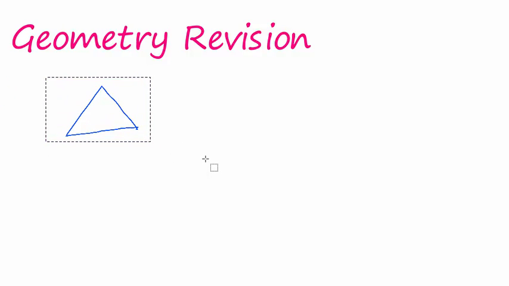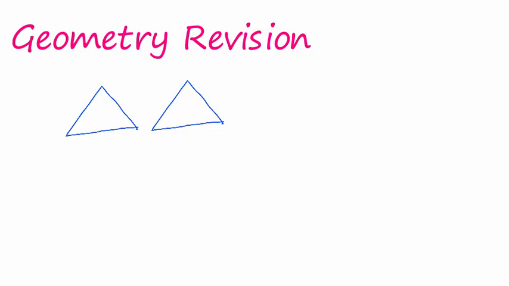In grade 8 or 9, I don't know, I don't teach those grades, but I think it's in one of those 2 grades, you learn what it means for 2 triangles to be congruent. Okay, 2 triangles are congruent when their sides are exactly equal.